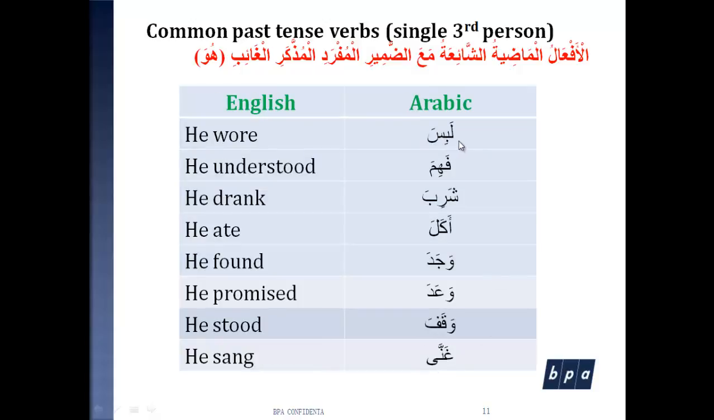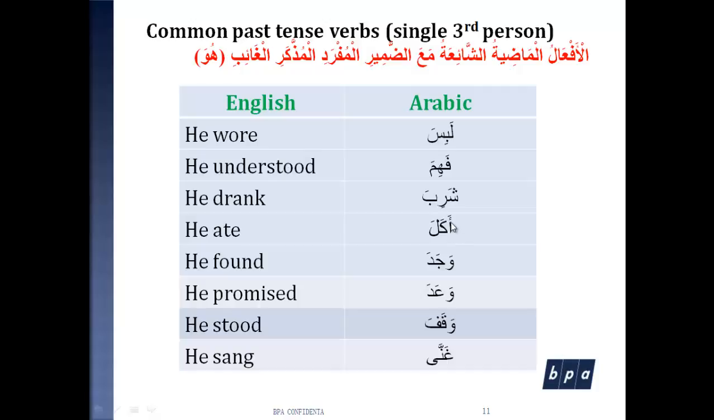Continuing with that pattern. لبس, he wore. فهم, he understood. شرب, he drank. أكل, he ate.